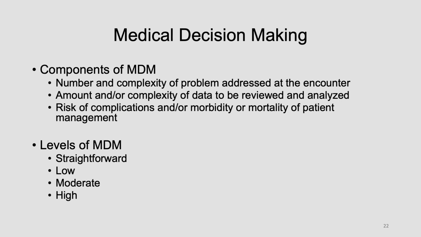That's the data that the physician needs to review in order to find out what the problem is or what's the best way to treat it. How much data does he or she need in order to determine that. Then you get to the risk of complications and morbidity or mortality. This is the risk associated with the treatment, not the conditions. The risk associated with the conditions is here. The risk associated with the treatment is there. So put these all together and you get the level of medical decision making: straightforward, low, moderate, or high. So let's go step by step through these.